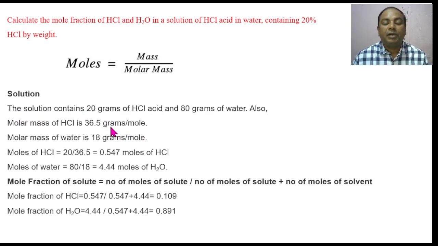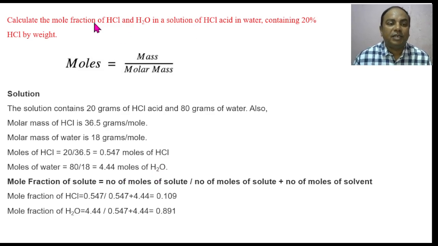You know that the molar mass of HCl is 36.5 gram per mole, and the molar mass of water is 18 gram per mole. Just put these values in the given formula, and we can calculate the moles of each constituent making the solution. For HCl this comes out to be 0.547 moles, while for water it comes out to be 4.44 moles.